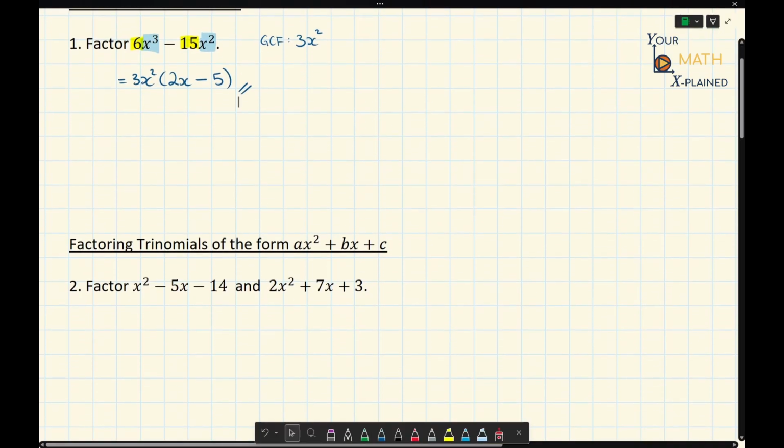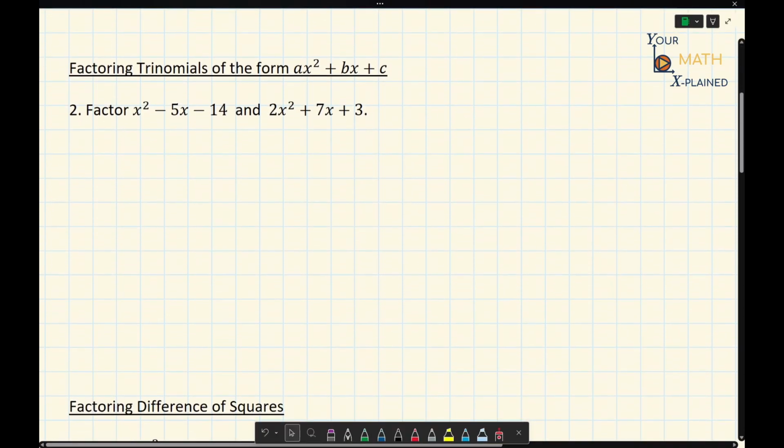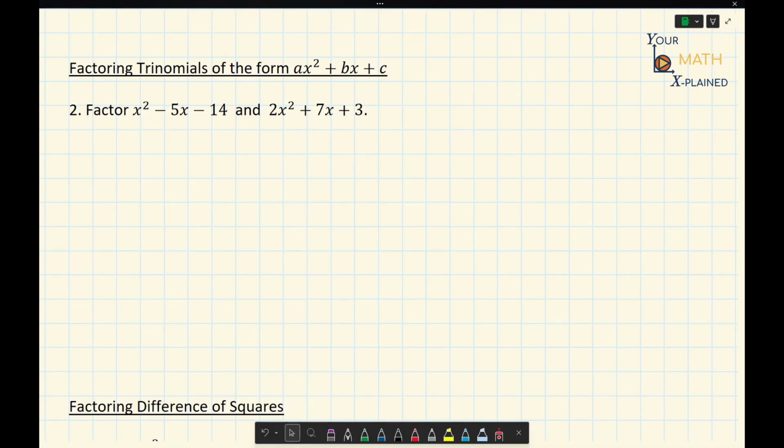Now the next technique is factoring trinomials of the form ax squared plus bx plus c. When a is equal to 1, we have a simpler case. You play a numbers game. So you find two numbers that multiply together to be your constant c, and add up together to be the middle coefficient b. So for example, the first expression is x squared minus 5x minus 14.